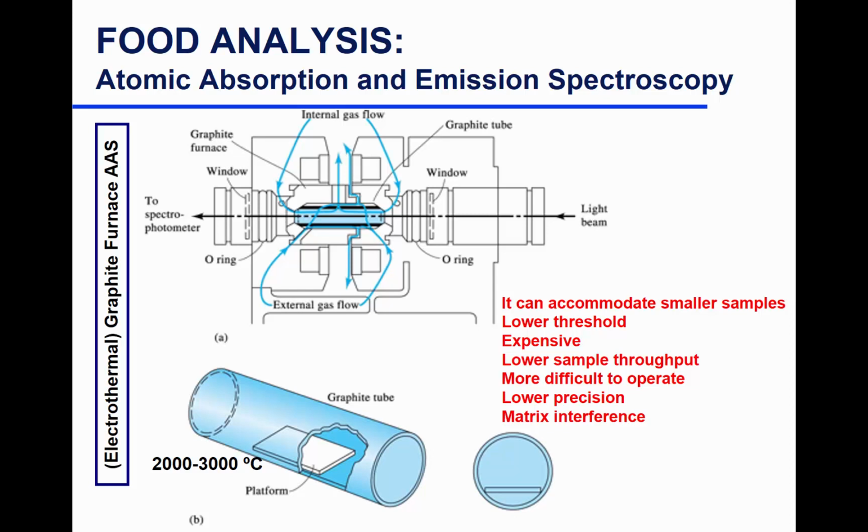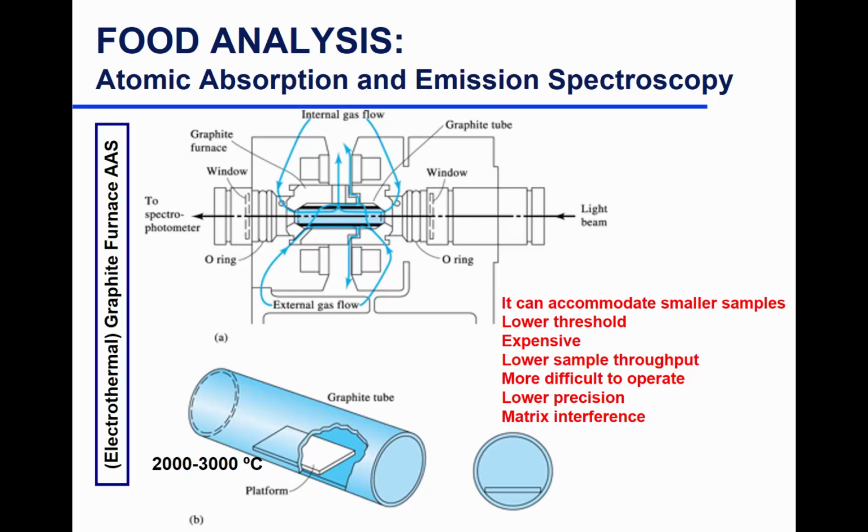So instead of having a flame, you have a compartment, a graphite tube, and in there is a platform that is heated to really high temperature. On that platform, you spot your sample, and then you close it and increase the temperature. With the high temperature, your sample volatilizes, atoms are broken off from molecules, breaking the bonds, and they get into the gaseous state. The rest of the principle is basically the same. You have a light source, you have your detector, and all of that is almost the same.